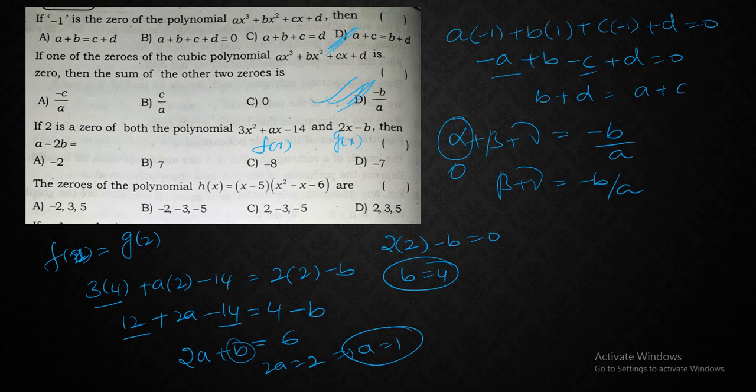Now what did he ask? a minus 2b, no? So a is 1 minus 2 times b. So 2 times b is nothing but 4, so 2 fours are 8. 1 minus 8 is nothing but minus 7.